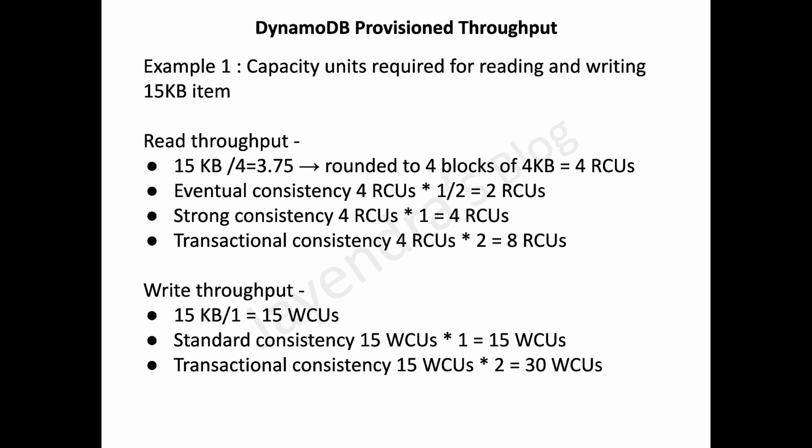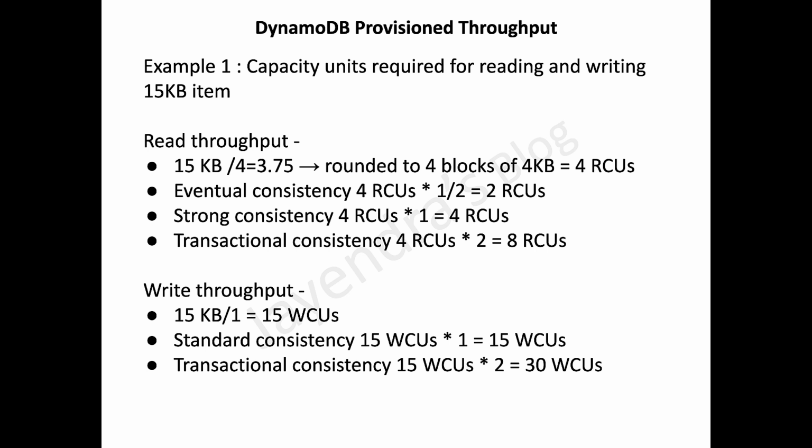Let's go through a quick example. We will calculate the read and write capacity units required for reading and writing an item with 15 KB of size. For the read throughput, if we divide 15 KB by 4, it would give us 3.75, and rounding it off would give us the count 4.